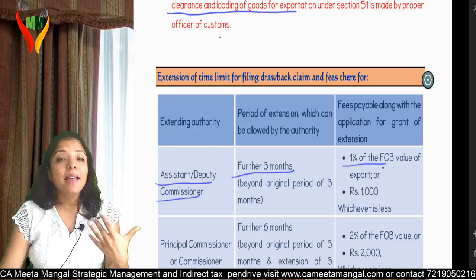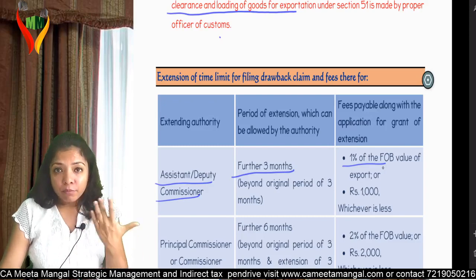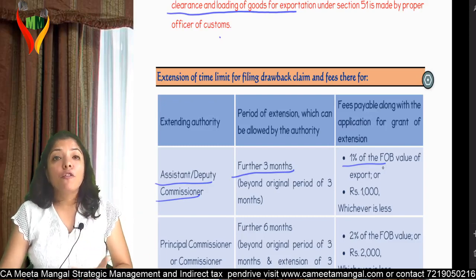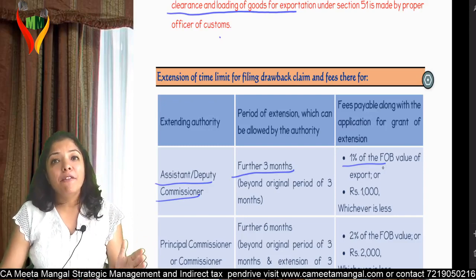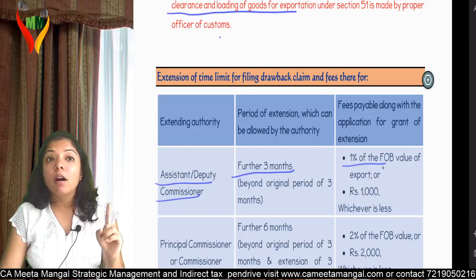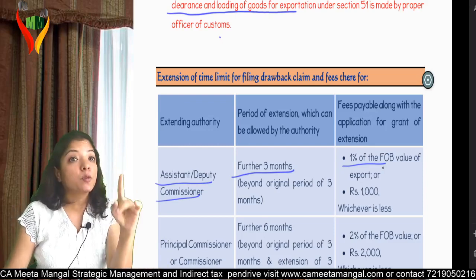So if you are not able to claim within 3 months and you want to go for a further 3 months, you have to take permission from ACDC and you have to pay a fee of what? 1% of FOB value of export.